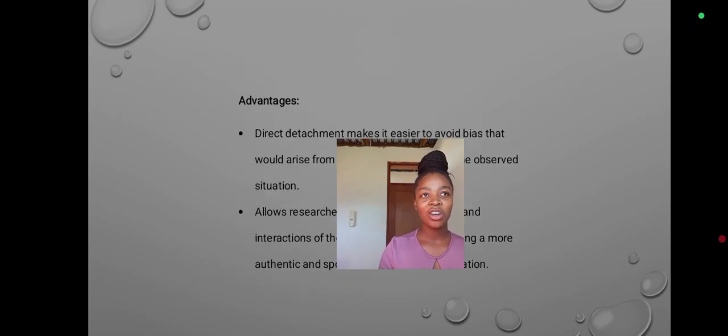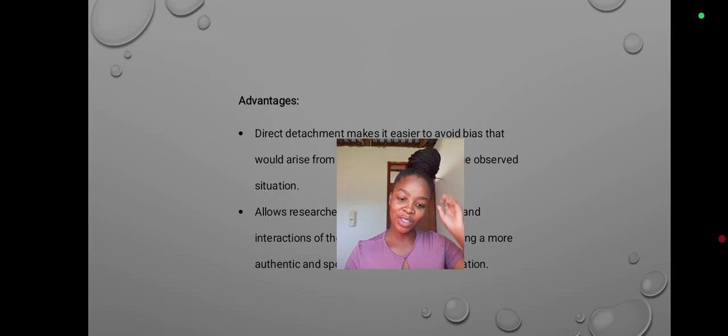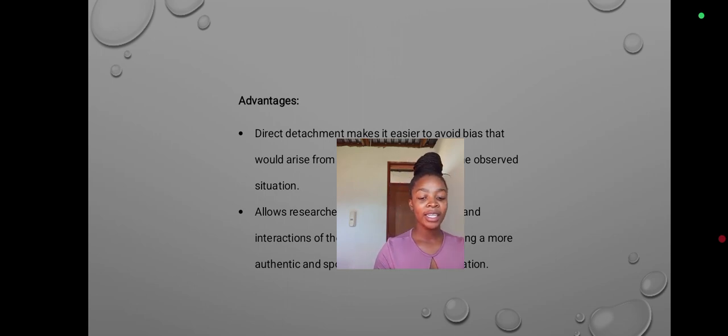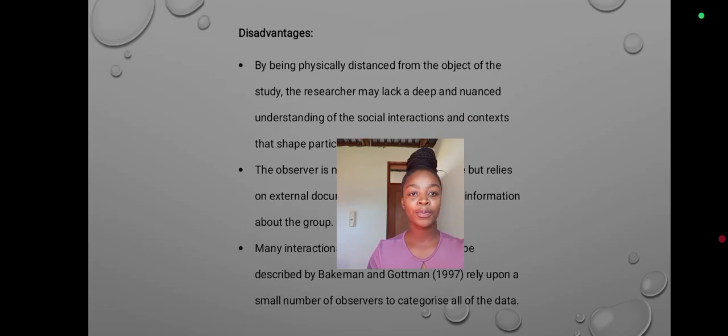The advantages of non-participant observation. Firstly, the detachment makes it easier to avoid bias that would arise from a personal immersion in the observed situation. Secondly, it allows the researcher to capture the dynamics and interactions of the group in real time, providing a more authentic and spontaneous view of the situation.